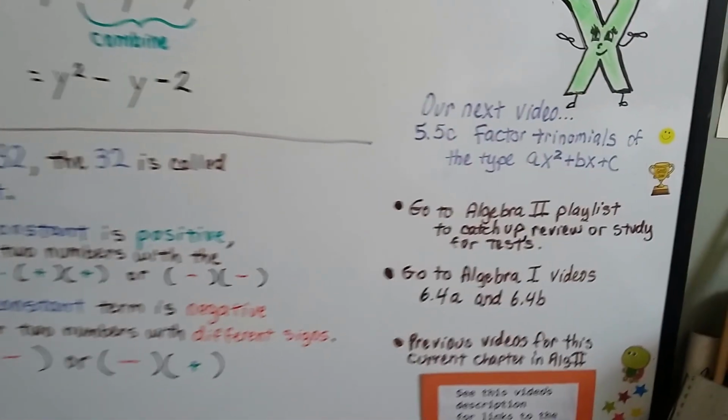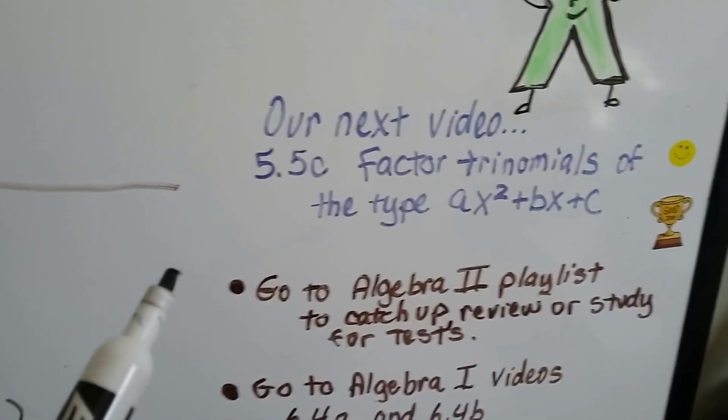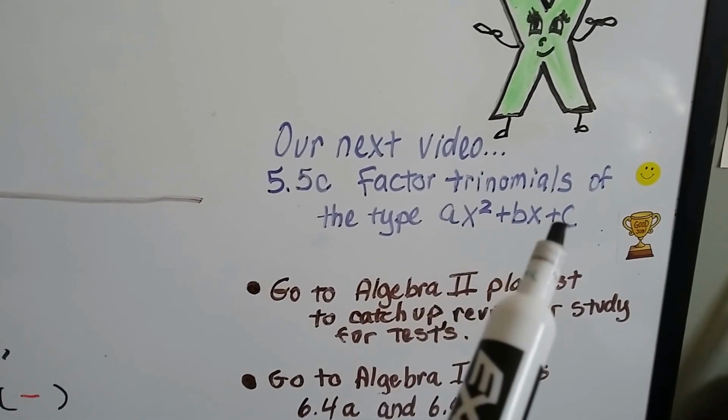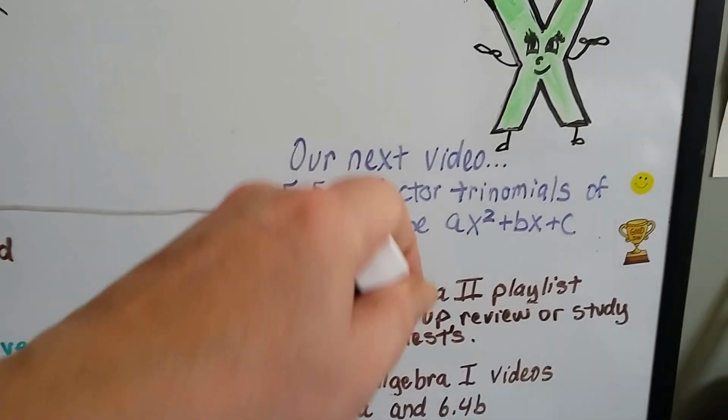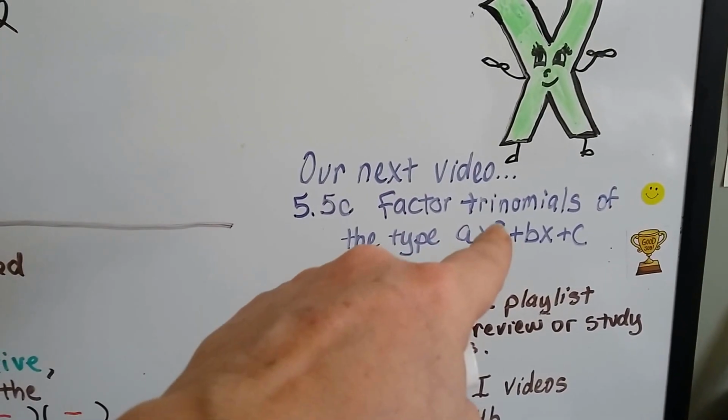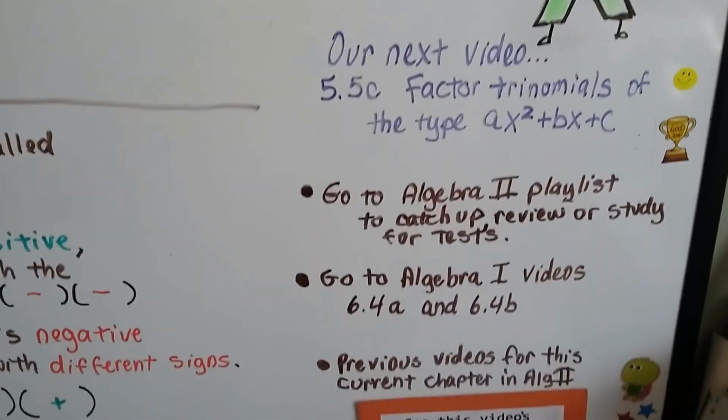Now our next video, 5.5c, we're going to talk about factoring trinomials of the type ax²+Bx+C. This one was just x² plus bx plus c. Now there's going to be a coefficient in front of that x². All right? That's what we're going to do next.